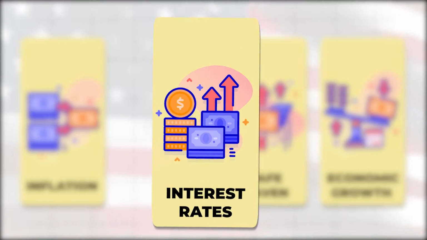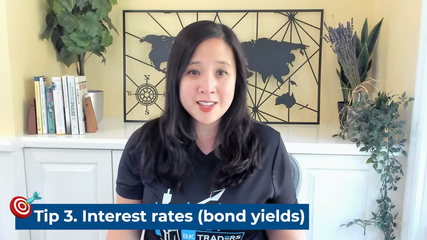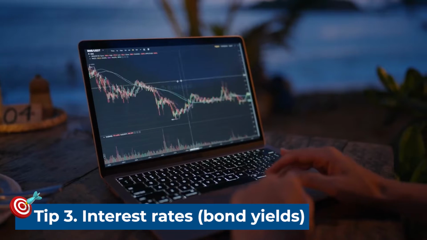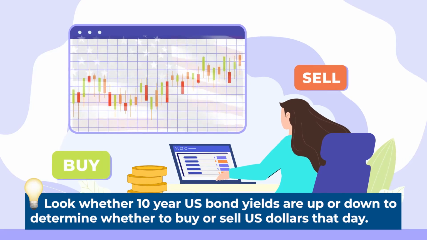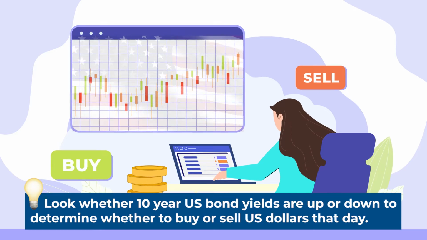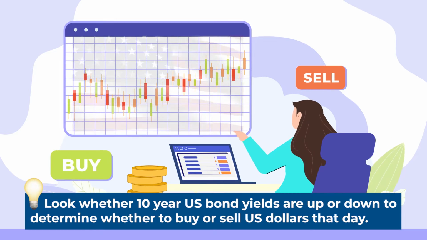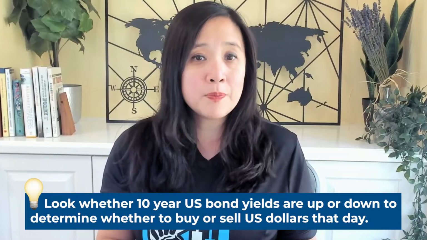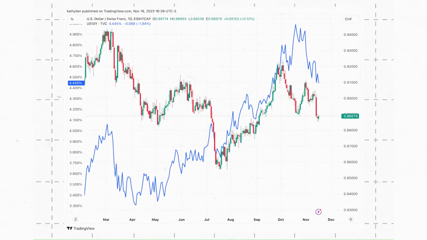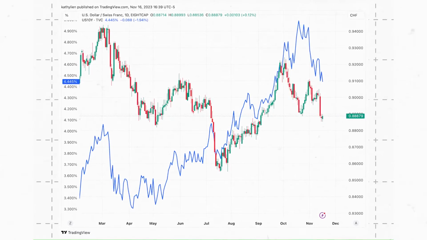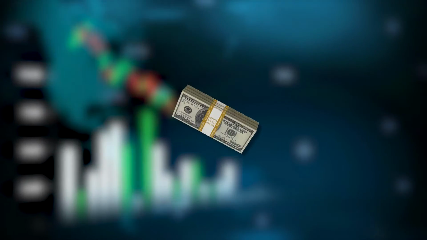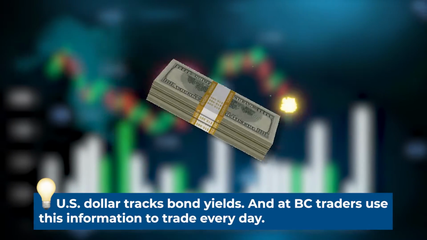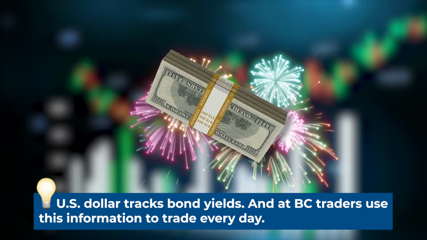Tip number 3, interest rates, more specifically bond yields. It is one of the first things I look at when I start my trading day. I always look at whether US 10-year bond yields are up or down, because that can determine whether I'll be looking to buy or sell US dollars for our BK Traders that day. And here's why. This chart shows a strong correlation between dollar Swiss and US 10-year bond yields. I mean, they're near mirror images of each other, which tells us not only do bond yields matter, but the US dollar actually tracks bond yields, and we at BK Traders use this information to trade every day.